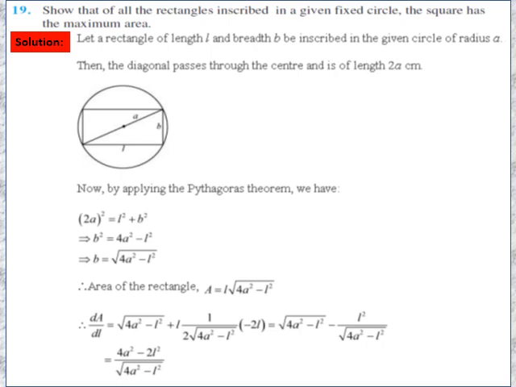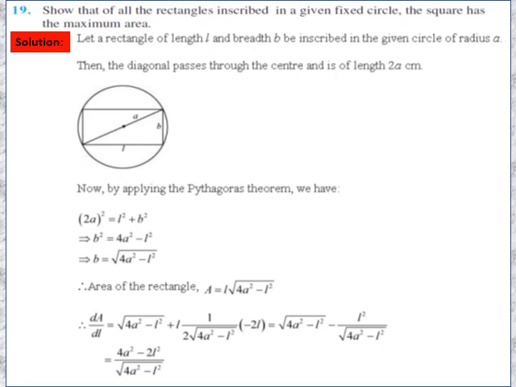Now area of rectangle is what? L into B. So A is equal to L into under root 4a square minus L square. So differentiating A with respect to L, only a single variable L is there. Why we cannot differentiate with respect to a? Because the circle is fixed. It is given that the circle is fixed. Clear? So that a is fixed. We cannot change that. We can change the length and breadth. Therefore we have differentiated with respect to L.